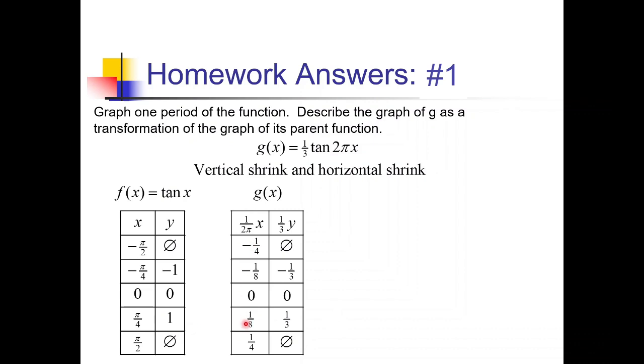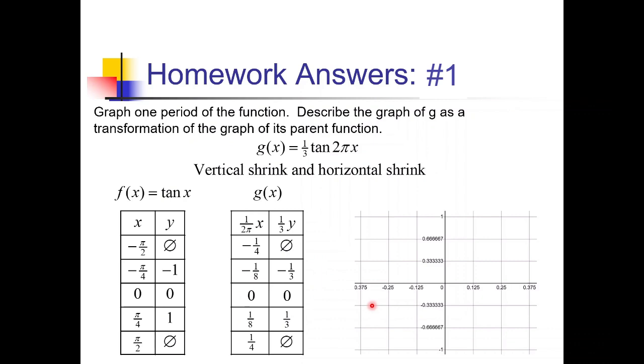Judging by my x values, I think if I go by 1/8 on the horizontal, that'll do it. For the y values, I'm thinking 1/3 probably makes sense given my scale here. So we've got negative 1/4, which is over here, negative 0.25, and that's an undefined value, so we have an asymptote right there. Then we have negative 1/8, negative 1/3, which is down here, 0, 0. 1/8, 1/3, and an asymptote at 1/4. And then here's my tangent curve through those.